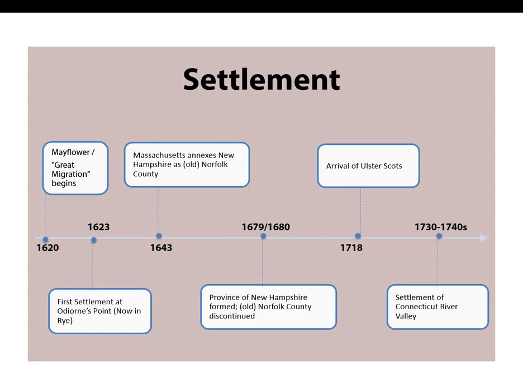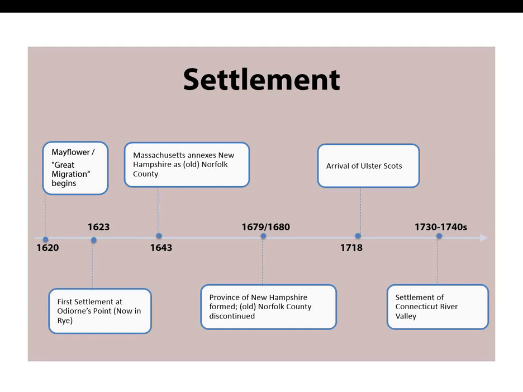So New Hampshire's got a very rich history that goes back into the 17th century, whereas a lot of people think of Massachusetts being the sole place for 17th century history. In fact, the earliest settlement at Odiorne's Point, now Rye, New Hampshire, dates back to 1623. And that's just 3 years after the start of the Great Migration with the Pilgrims landing in Plymouth, Massachusetts.